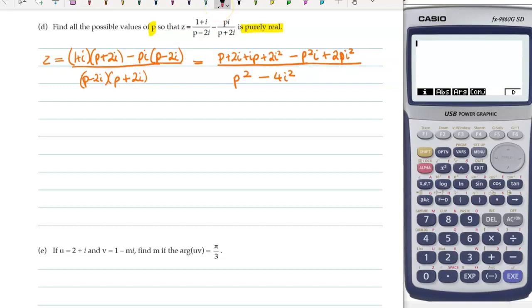Okay, now let's sort through the i squareds in there. So we've got p plus 2i plus ip minus 2, because that i squared becomes a minus 1, minus p squared i, and again this i squared becomes a minus 1, so it's minus 2p, over p squared plus 4, because this i squared becomes a minus 1.